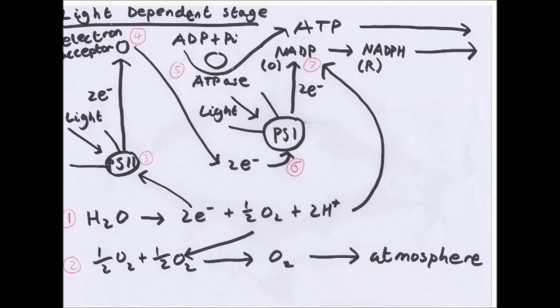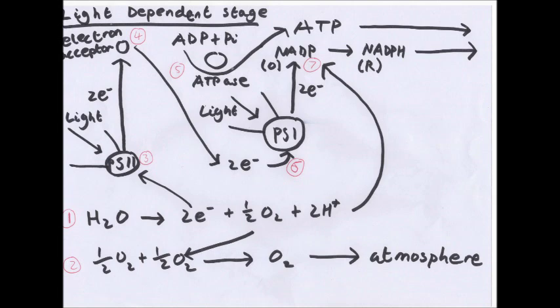This is called photolysis. This is the splitting of water using light. This is the way it is written: H2O becomes 2e- plus half O2 plus 2H+. Really, it would be correct to write 2H2O becomes 4e- plus O2 plus 4H+. Again, that's more for chemists than biologists.